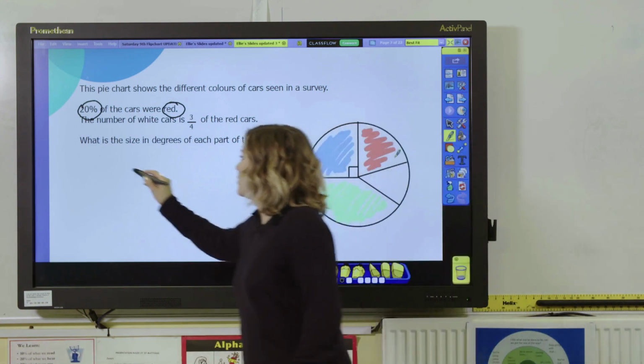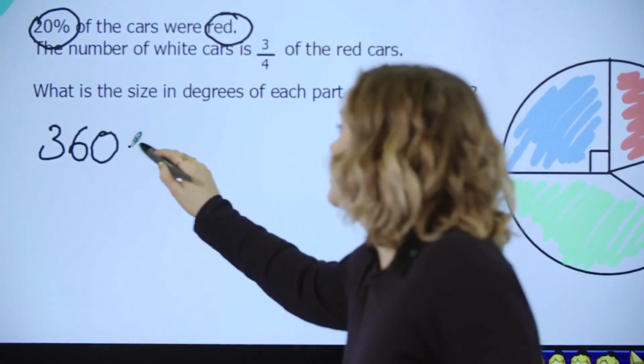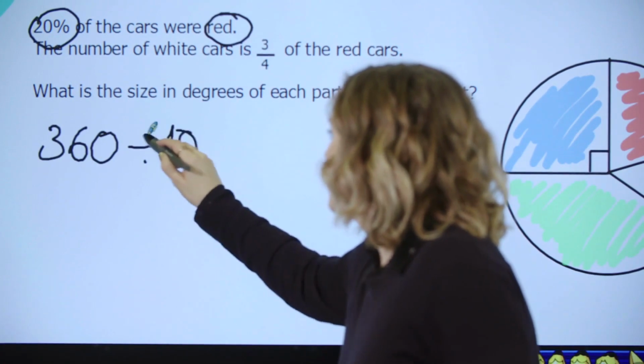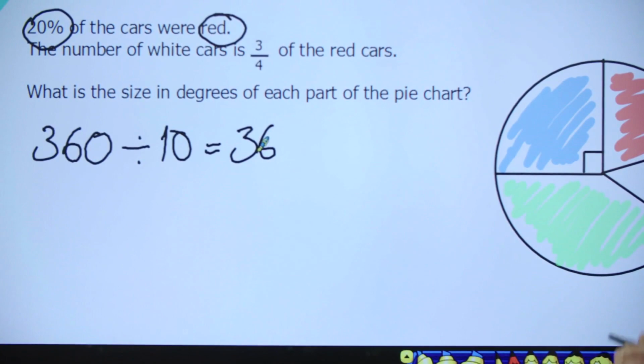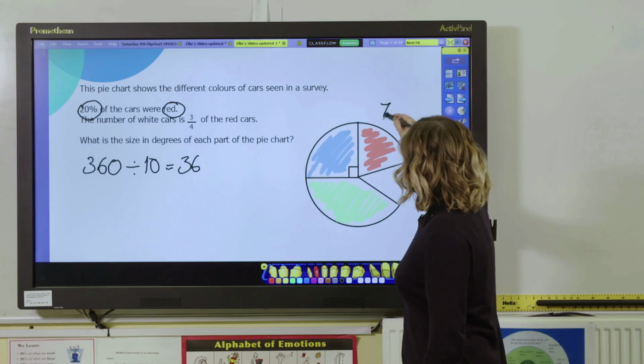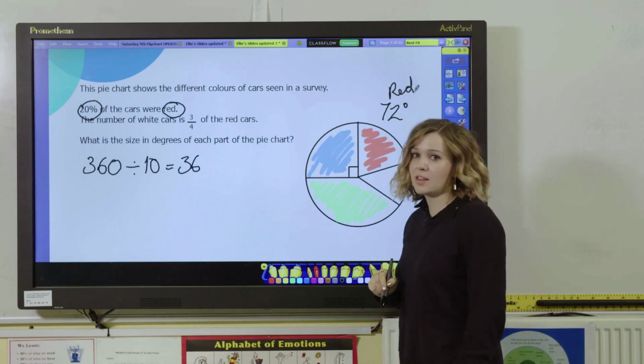So 20% of 360. Pupils could start to find 10% by dividing by 10, which will give them 36. And to find 20% then, they just multiply that by 2. So you can label that straight away as 72 degrees, and that's our red cars there.